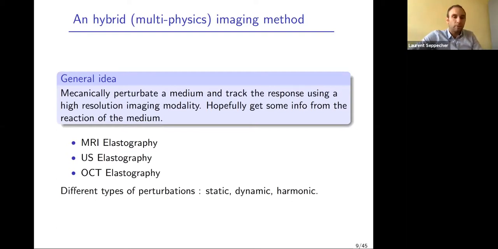You can have several kinds of perturbations applied, some static or quasi-static, where you just move and use the static elastic equation. You can do dynamics, so sending waves, like pulse waves, or harmonic waves. The dynamic approach will bring you some good images so far. The static, not so much, and we are working on that. And the harmonic is also working.